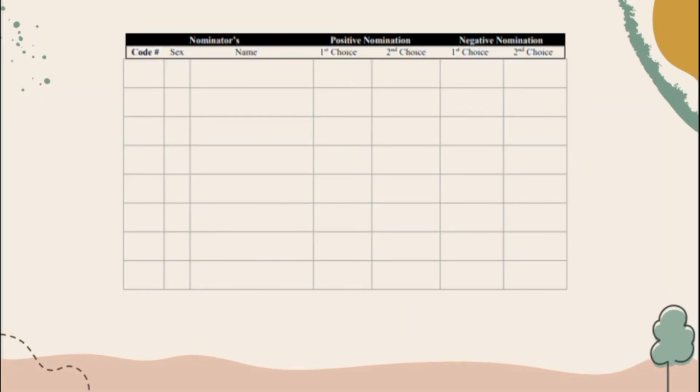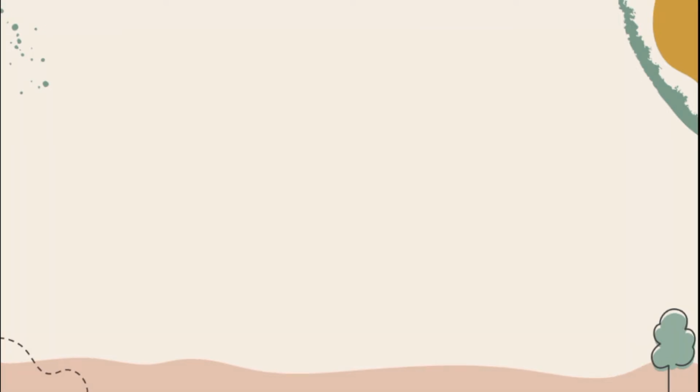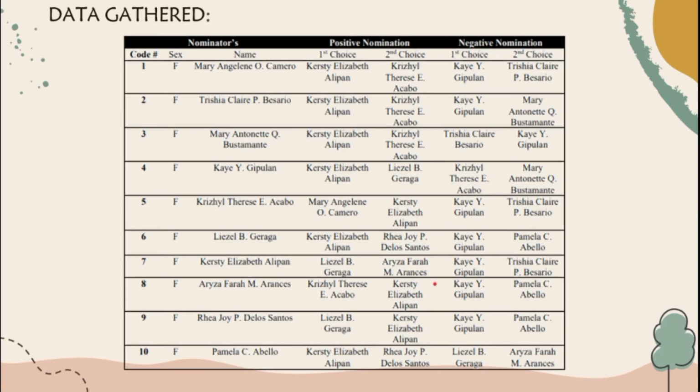First, we have the nominators. Under the nominator, we have code number, sex, name, and then a positive nomination. We have the first choice and the second choice. For the negative nomination, we also have the first choice and the second choice. These are the data that we gathered randomly from STEM 12, school year 2017-2018 in St. Francis College, Guihulngan.